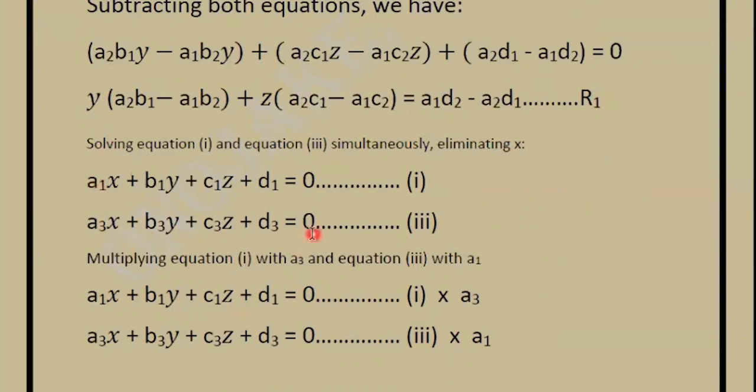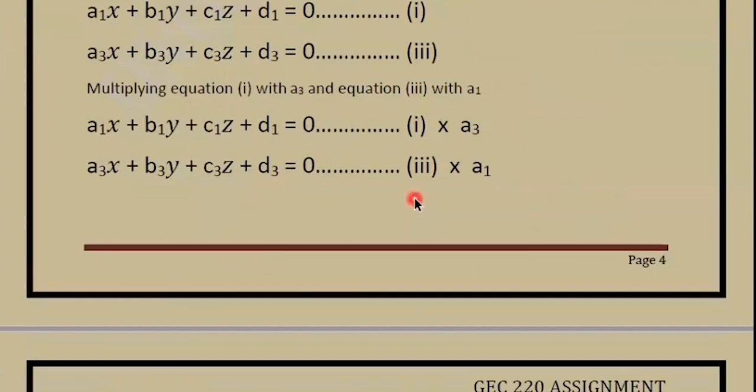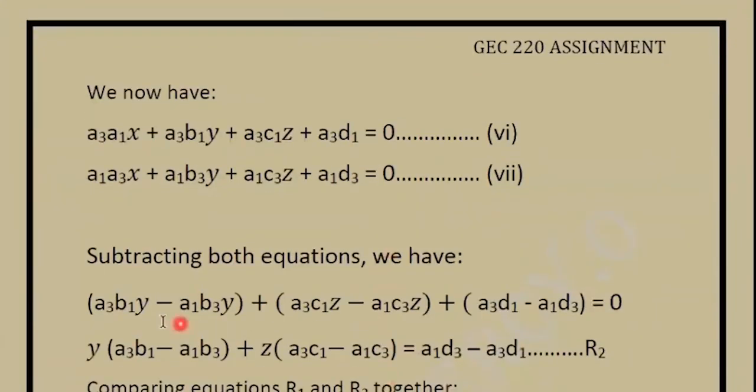Multiply equation 1 by a3 and equation 3 by a1. Remember, you multiply the equations inversely with their coefficients. And then we get this. And of course, being that we want to eliminate x, we are going to have to subtract afterwards. Here we now have these, and then we subtract. In subtracting, we still have like terms available. Thereby, we factorize, leading us to this.